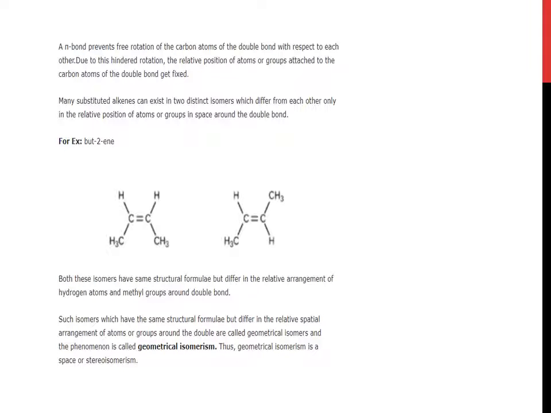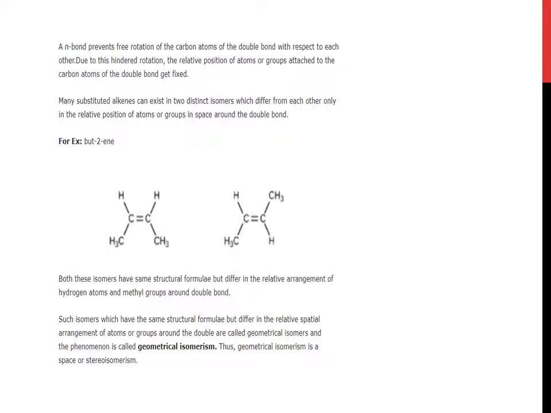Now, a pi bond prevents free rotation of the carbon atoms of the double bond with respect to each other. Due to this hindered rotation, hindered means there is somewhat of an obstacle, there are somewhat restrictions during the rotation. The rotation is not free. The relative position of atoms or groups attached to the carbon atoms of the double bond gets fixed.